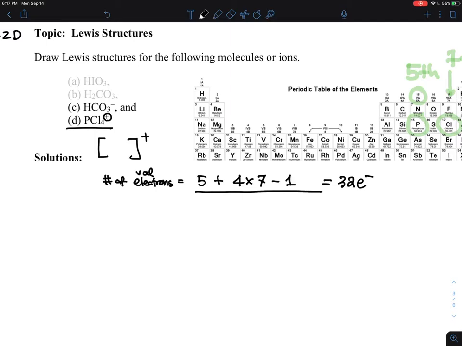It looks like the P should be in the middle, and then you have the chlorines. There are 4 chlorines, so I can just put the chlorines like that. And please note that the overall molecule has a positive 1 charge. So that's my starting point for this.